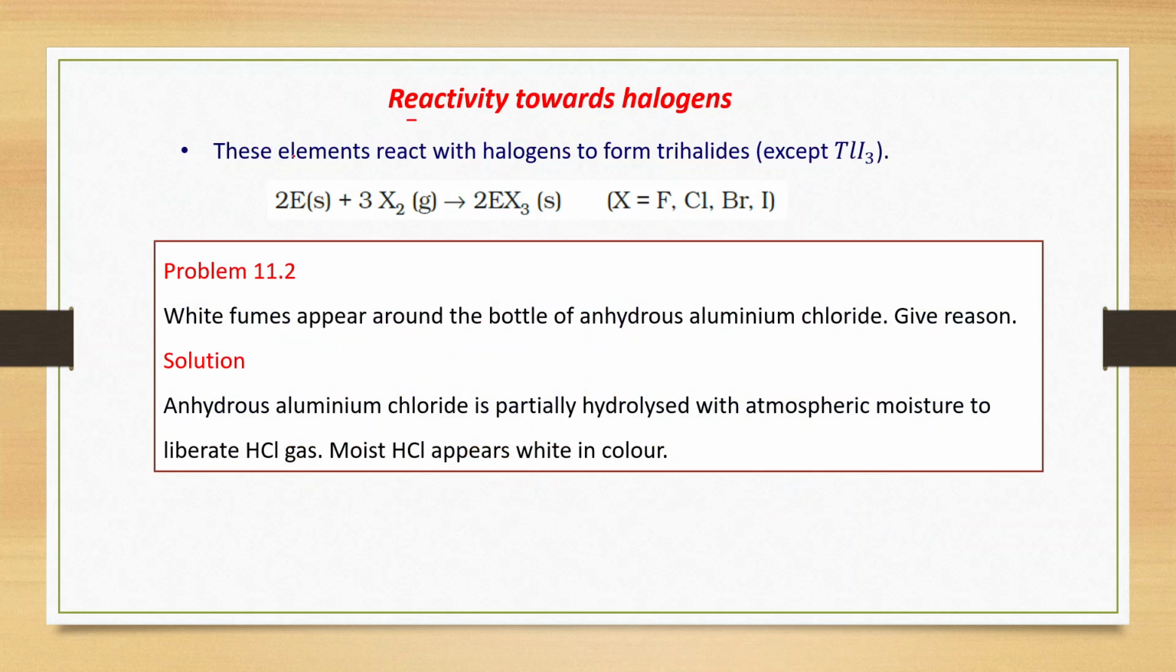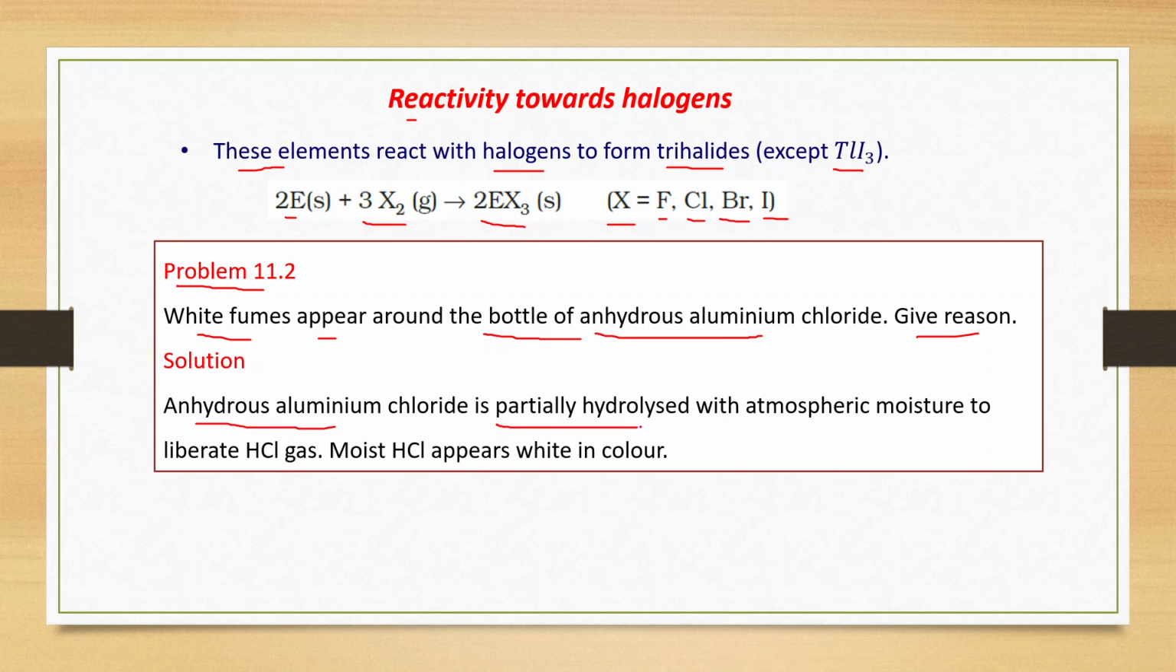Reactivity towards halogens. These elements react with halogens to form trihalides except TlI3. The reaction is 2E + 3X2 converting into 2EX3, where X may be F, Cl, Br and I. Now another question, problem 11.2. White fumes appear around the bottle of anhydrous aluminium chloride. Give reason. Answer: anhydrous aluminium chloride is partially hydrolyzed with atmospheric moisture to liberate HCl gas, and moist HCl appears white in color.